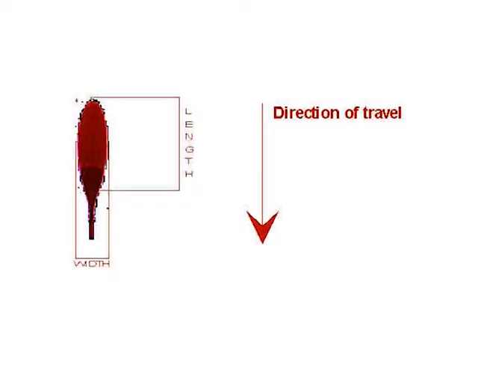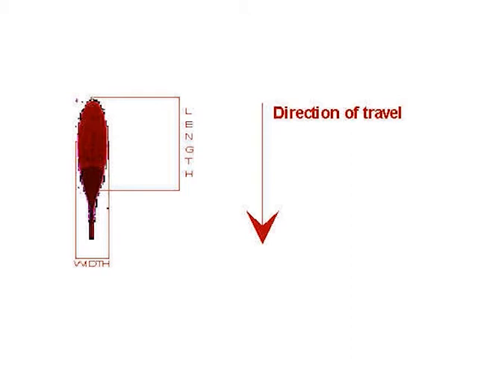The second type of interpretation is determining the directionality of the stains. In this analysis, the effects of the directionality of the spatter stains projected are examined. Swick defines directionality to be the characteristics of a bloodstain that indicates the direction the blood was moving at the time of deposition.